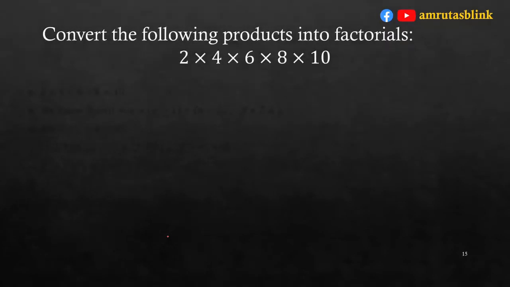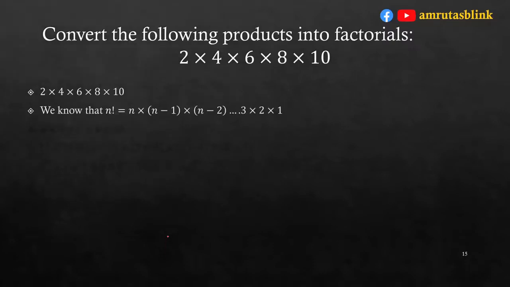We'll see the next problem. Again here also we need to write down the given product in terms of factorial: 2, 4, 6, 8 and 10. Now here also the biggest number is 10. But here if you observe, the numbers asked are not in the same order. There is a difference of 2. So we will try to split these terms.